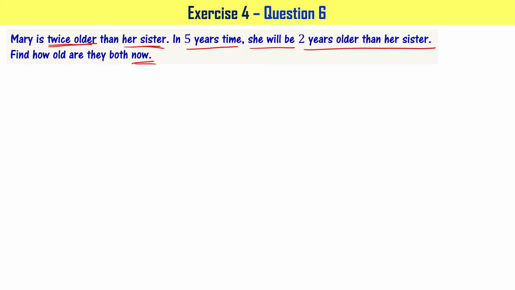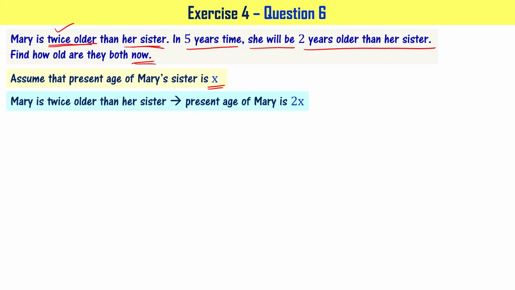Right? Let me assume that the present age of Mary's sister is x. Present age of Mary's sister, I am assuming it to be x. It means the present age of Mary is going to be twice the x. Right? It means the present age of Mary is 2x, right? Now, in 5 years' time, Mary will be 2 years older than her sister. That is the statement given, right?